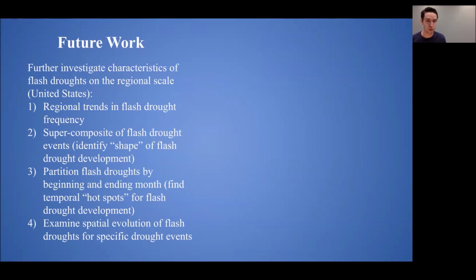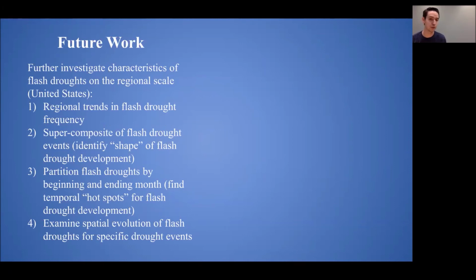So as far as future work goes, there is a lot that could branch off of this, but some of the things that we may stay more focused on is looking at regional trends of flash drought frequencies, breaking up into central United States, southeast, northeast, western, and seeing how flash drought frequency changes with time. Something else we might want to look at is a supercomposite of these flash droughts. That would be essentially taking the mean of all the flash droughts, for example, with a certain pentad length, and identifying the shape of those to help in terms of predicting.